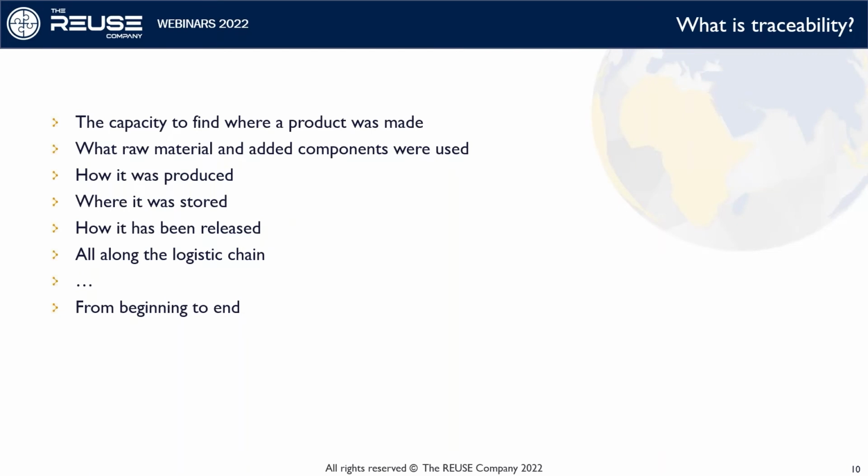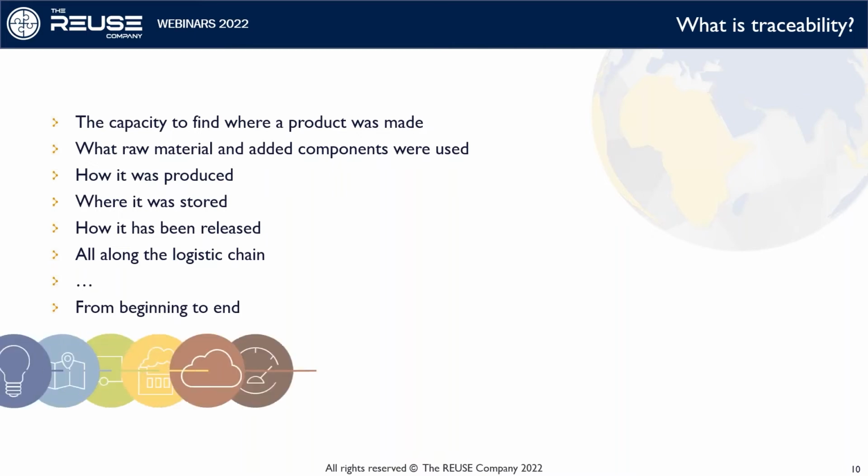So in fact, we should perhaps think of traceability everywhere. Even with your breakfast, where is this milk coming from, or where is this coffee coming from? These are, in fact, questions related to traceability, because we can define traceability as the capacity to find where a product was made, what raw material and added components were used, how it was produced, and where it was produced, and how it has been manipulated and released. And all this has to be described all along the supply chain or the logistic chain, from beginning to the end, right? So this is a basic definition.